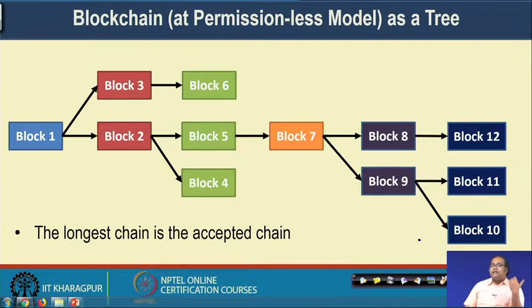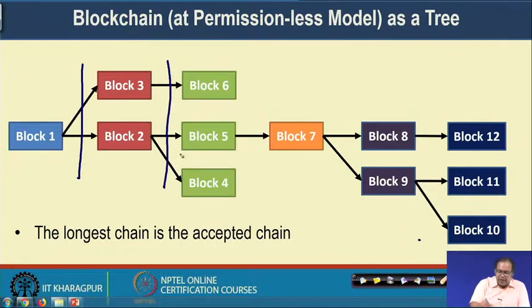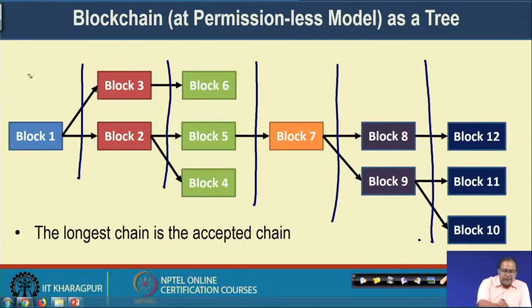They are simultaneously trying to solve a mathematically challenging problem, based on the challenge-response architecture that I discussed in the last class, and based on that they are trying to find a block. Each of these blocks is generated in individual time instances. So this is T1, and at T1 you had block 1.